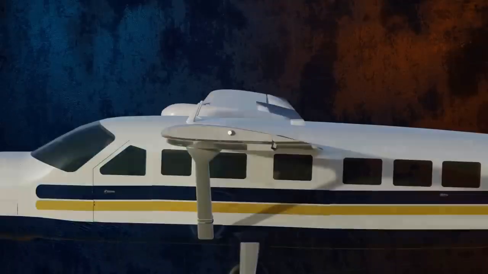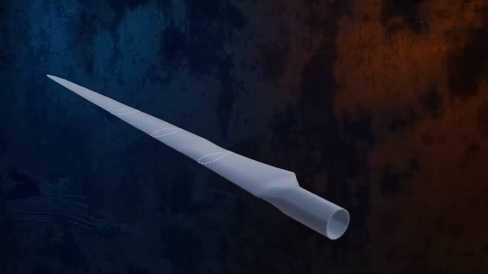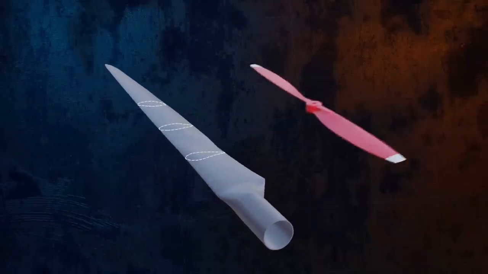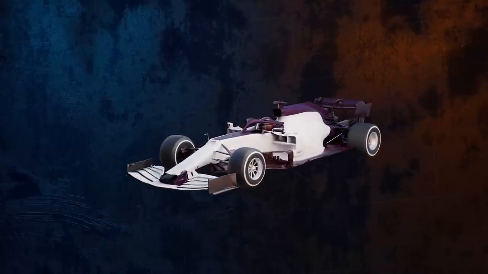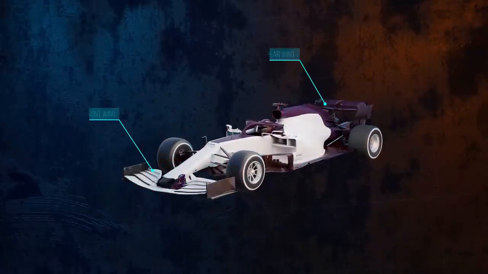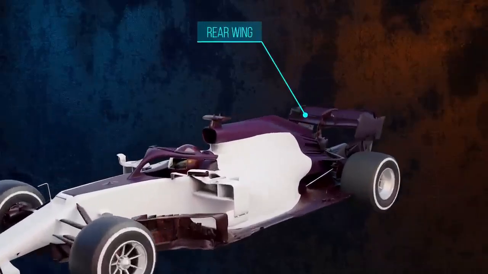Lift-producing airfoils can obviously be found in airplane wings, but also in many other applications, like wind turbine blades or propeller blades. They're also used in the wings of Formula One cars, which are designed to generate downforce so that corners can be taken at higher speeds.